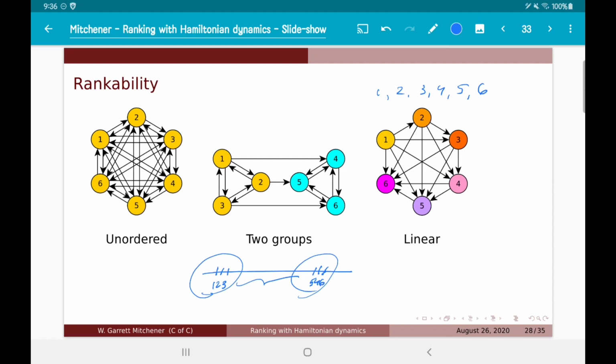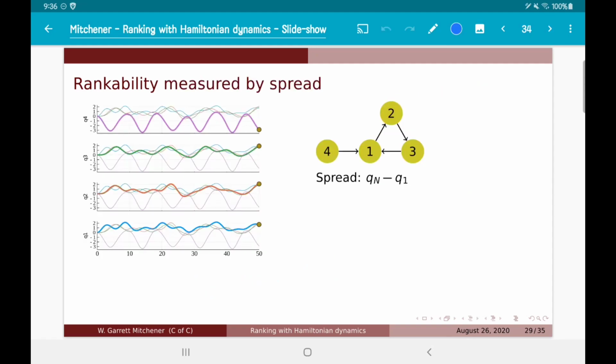So as to how do you tell how rankable something is using one of these Hamiltonian algorithms? Well, a simple way to do this, looking again at the entire data set all at once, is to look at what I've taken to calling the spread, which is the leftmost particle minus the rightmost particle.